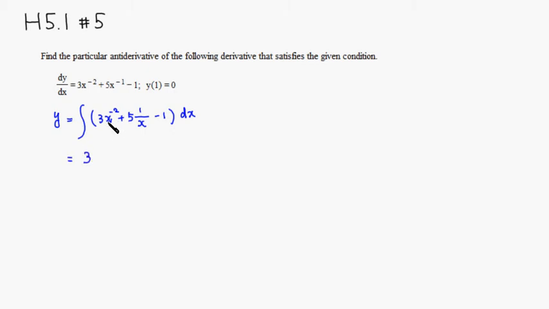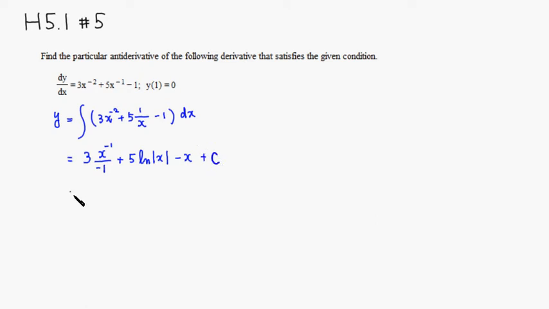The antiderivative of x to the negative 2 is: add 1 to negative 2, so it's negative 1, and then divide by that number. Plus 5 is just a constant multiple. The antiderivative of 1 over x is the natural log of the absolute value of x. And the antiderivative of negative 1 would be negative x. Then you have plus some constant c.